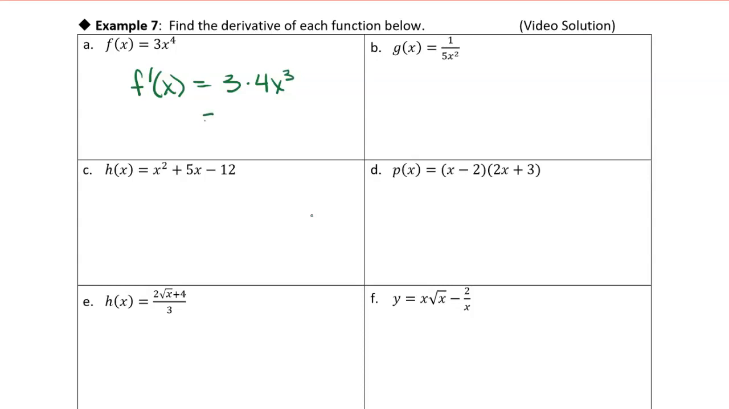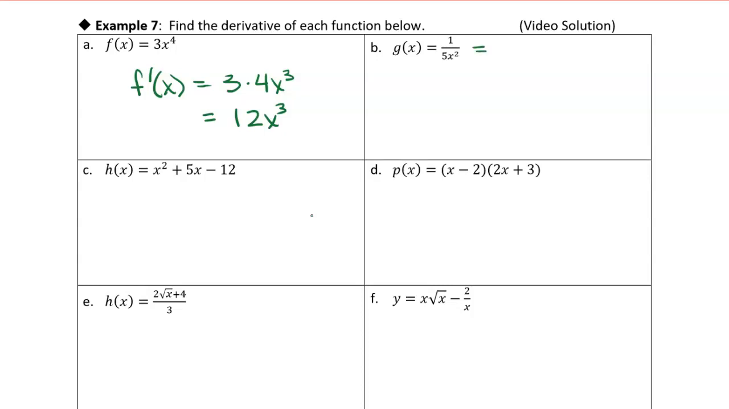All right, now we can rewrite that as 12x cubed. All right, so that's the derivative of 3x to the 4th, right? So it's very similar to what we did before, only now we have a constant multiple of a power function. All right, so let's look at the next one that gets progressively more difficult.